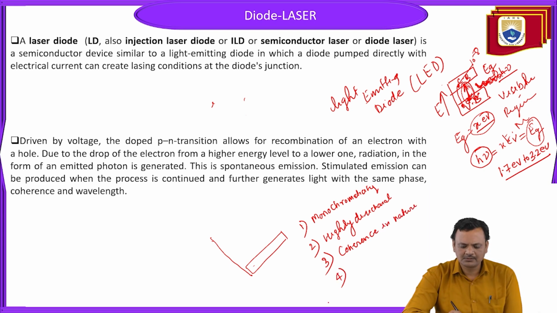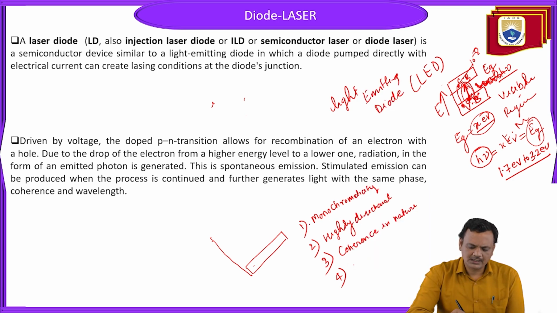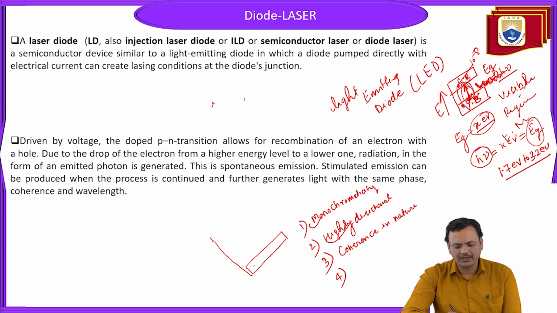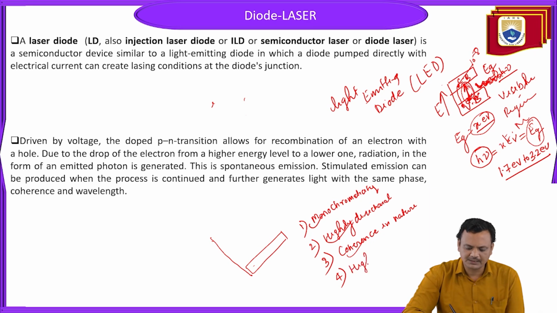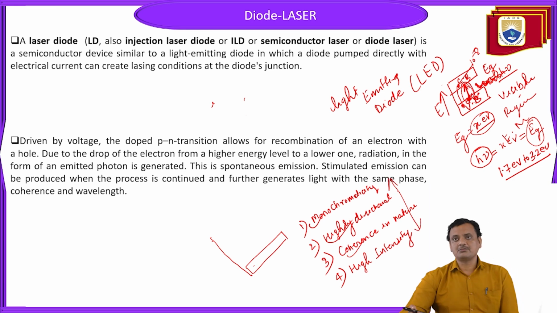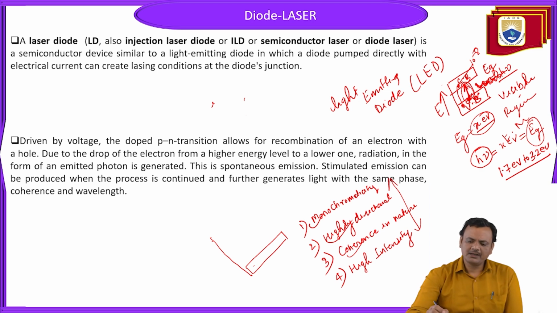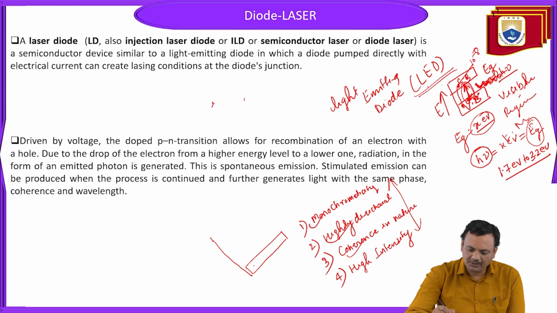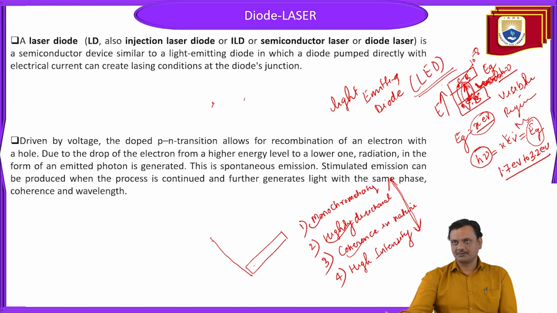and high intensity. Intensity of laser beam means the available number of photons per unit volume in the laser light beam will be too high in comparison to normal light. So whatever light is produced by an LED will not follow these characteristics. That's why you can't say this is the laser.